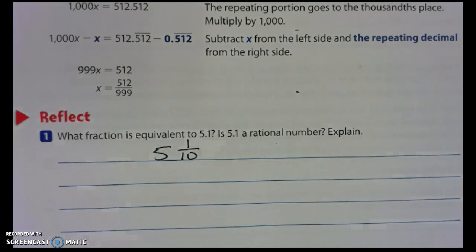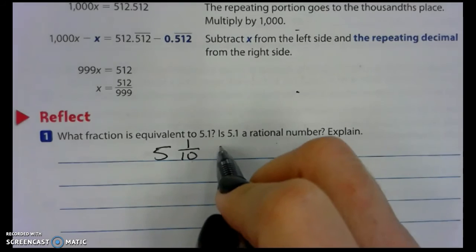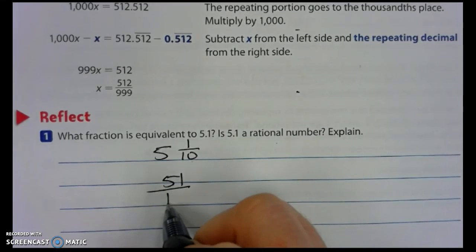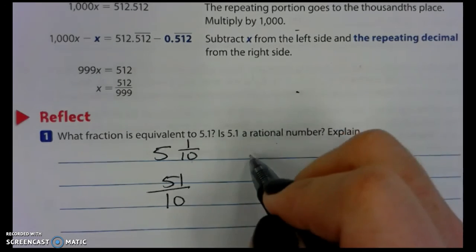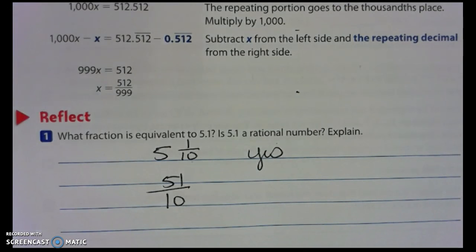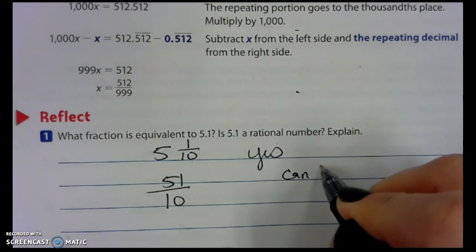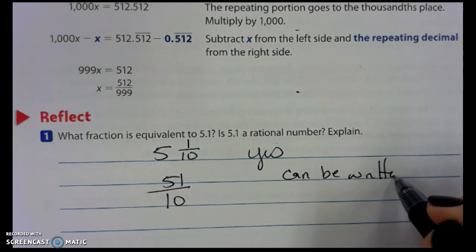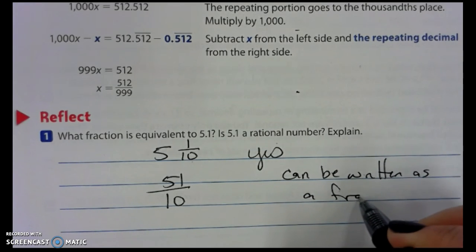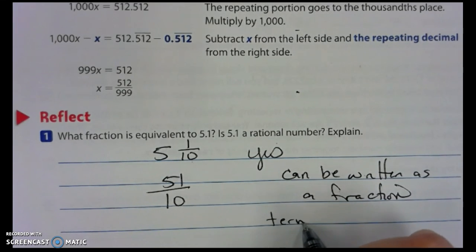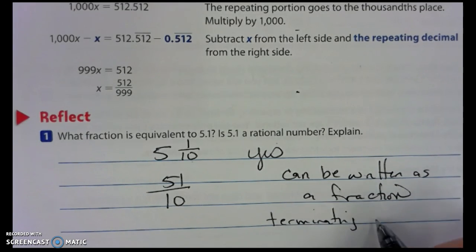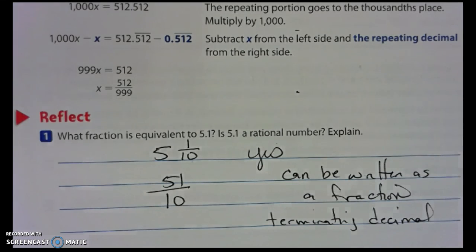You could also write it as an improper fraction. 5 times 10 is 50 plus 1 is 51/10. So since we can also write it as a fraction, yes, it is a rational number. Can be written as a fraction. Or you could have said it is a terminating decimal. Either of those answers would be correct. I'm okay with either of those.